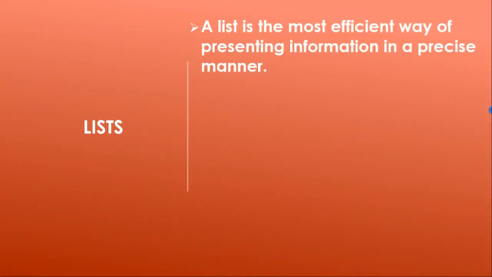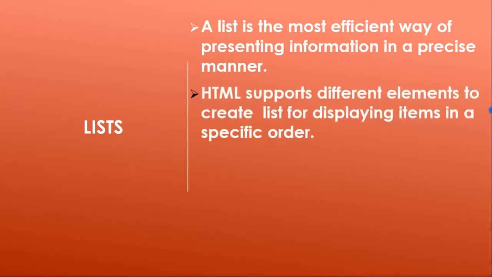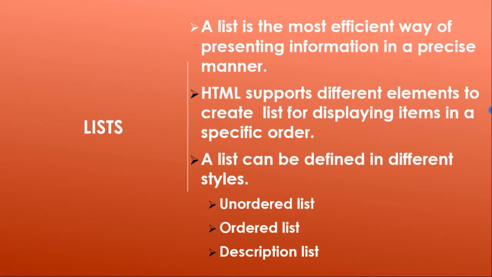A list is a way of presenting information in a precise manner. Instead of giving comma separated words, if you give it in a list, the readers will get attracted, and it is always easier for them to remember the points if they are given as points instead of as a paragraph. HTML supports different elements to create a list for displaying items in a specific order. To grab the reader's attention, even in websites, we give some elements as list elements. Three different styles are available in HTML list: unordered list, ordered list, and description list.